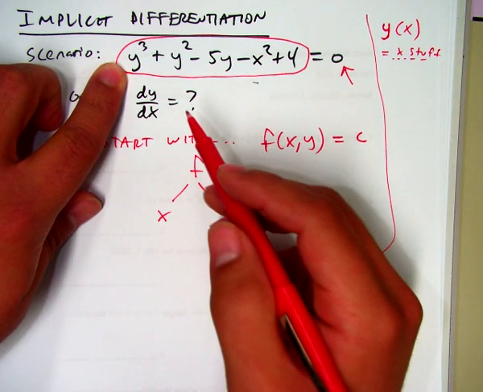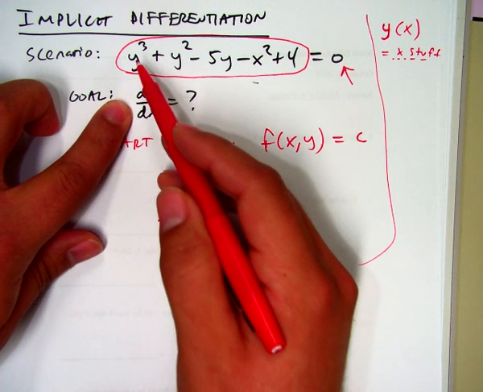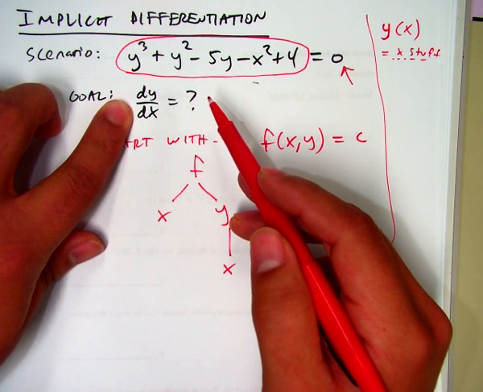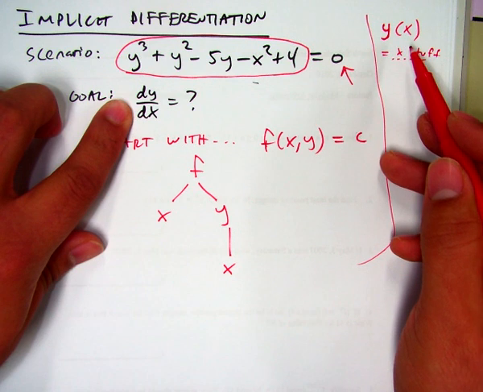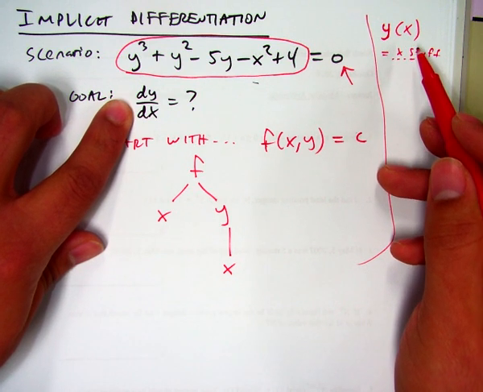Because our goal is to find dy/dx, and because we're treating y like we did in Calc 1, where y is dependent, we're saying that y is still a function of x. So if it was like z, it would be implicit.